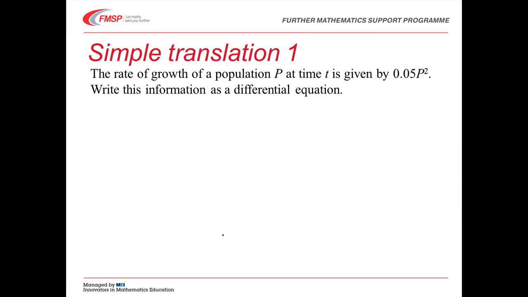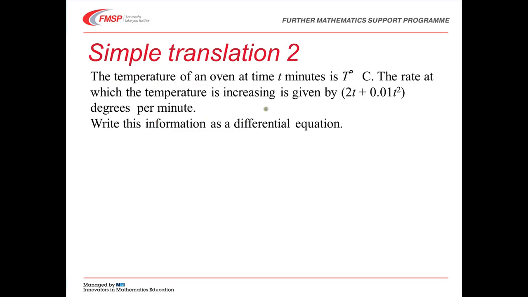We're going to start with the translation aspect. Sometimes it's simply a matter of reading the question and translating the words into symbols. So, the rate of growth of a population, that's dP by dt, is given by, equals 0.05P squared. That's quite straightforward. Here's another one.